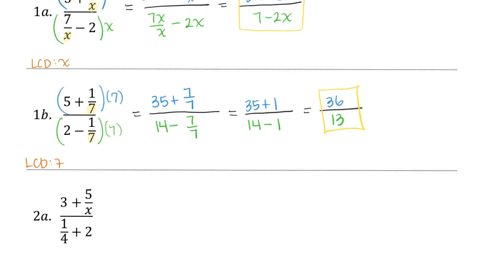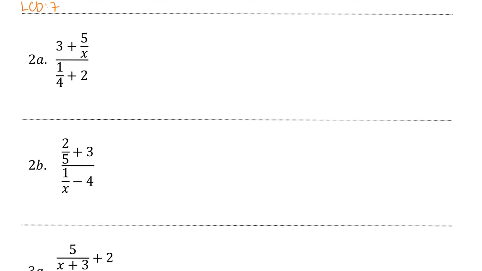Okay, let's try some that get a little more complicated. Let's look at 2a. The fractions are on my fractions. So the denominators, I have an x and I have a 4. So the least common denominator is 4x. So I'm going to multiply the top and bottom by 4x. And you don't have to list out the common denominator. I'm doing it so you see what I'm multiplying by.